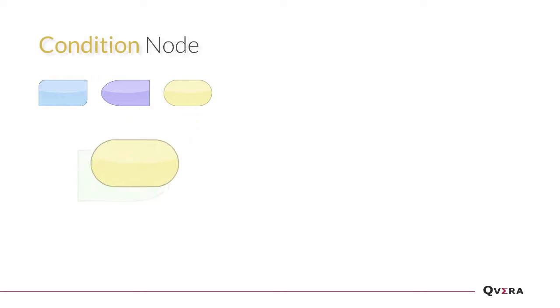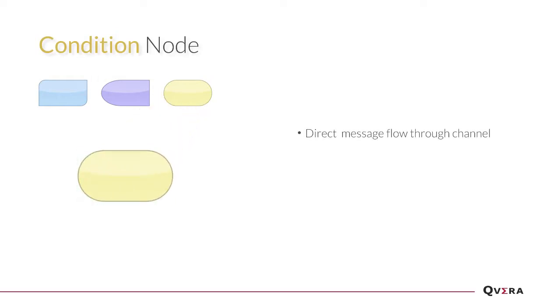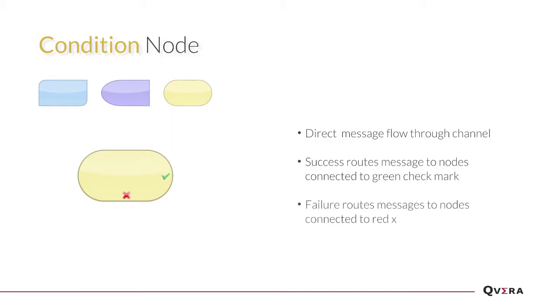A condition node is used to direct message flow through the channel. If the condition is met, the message gets routed to any nodes connected to the successful connection point. If the condition is not met, the message gets routed to any nodes connected to the failure connection point.